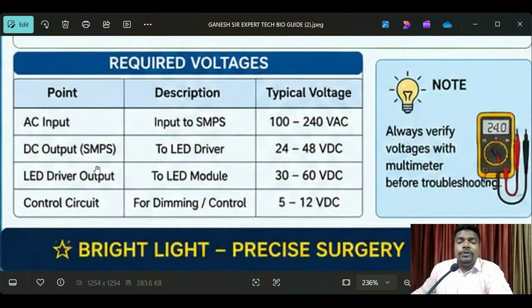And DC output from the SMPS, point and description: to the LED driver. Typical voltage 24 to 48 VDC. Keep it in mind. And the points here: LED driver output to the LED module, 30 to 60 VDC, and the control circuit for dimming or controlling, 5 to 12 VDC. So the output is definitely DC.